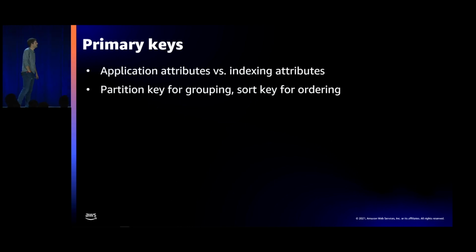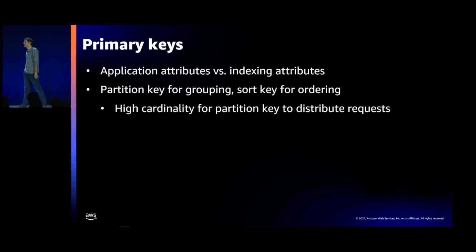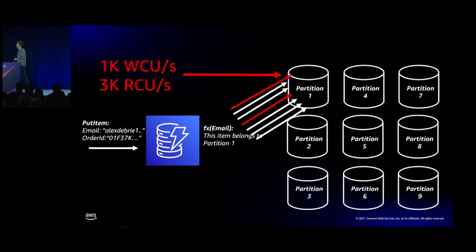All right, so partition key for grouping, sort key for sorting. Last thing on that, you want to choose something with high cardinality for that partition key in order to distribute requests across your table, right? So we talked about those partition throughput limits before. If you have all your requests going to one partition, you might exceed those partition throughput limits.